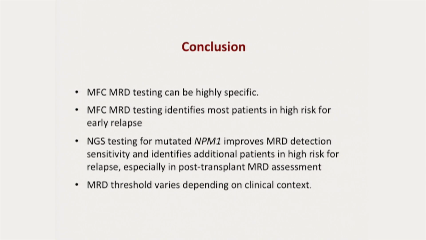So the conclusion of those studies shows that flow cytometry MRD testing can be highly specific. That's by comparing our flow and NGS. And the MRD testing identifies most patients at high risk for early relapse. And the NGS testing for mutated NPM1 improves MRD detection sensitivity and identified additional patients who are at risk for relapse. And this is especially important in post-transplant MRD assessment.